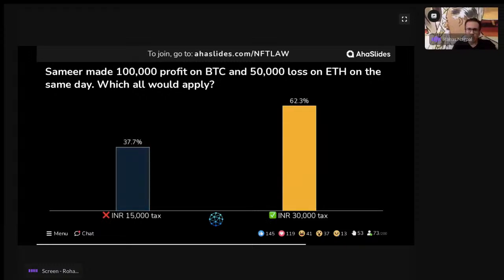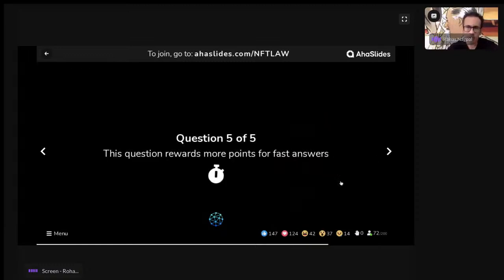Awesome. Majority of you got it right. So as I explained to you earlier, the losses that you make cannot be deducted here, because the 50,000 you lost on ETH is not an acquisition cost for your BTC. So you will pay tax on the full profit on your BTC, and the ETH loss cannot be deducted. So that is why you pay 30%, and a majority of you got that right. Awesome. Let's go to the last question.